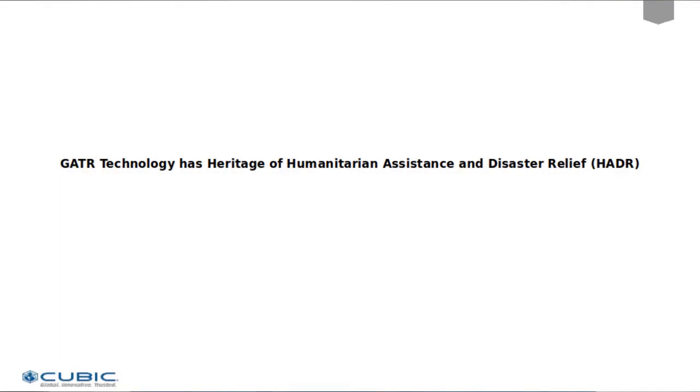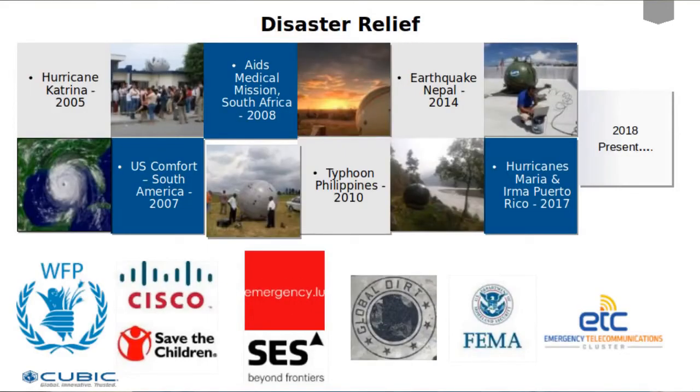Gator Technology has a heritage in humanitarian assistance and disaster relief. We started doing disaster relief response back in 2005 with Hurricane Katrina. I was actually a soldier during that time. We were unable to get our wheeled vehicles to remote locations that were cut off. It was just a catastrophe.